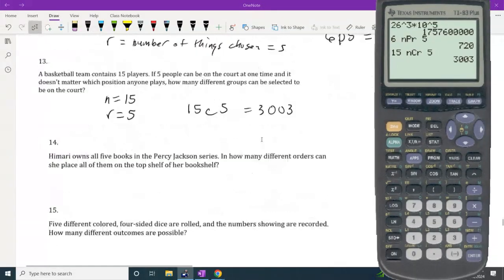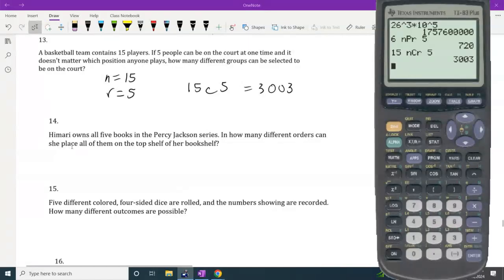All right. Number 14. It says Hamari owns all 5 books in the Percy Jackson series. It was Spiderwick the last time. I don't know what Percy Jackson is, but how many different orders can she place all of the books on a top bookshelf?